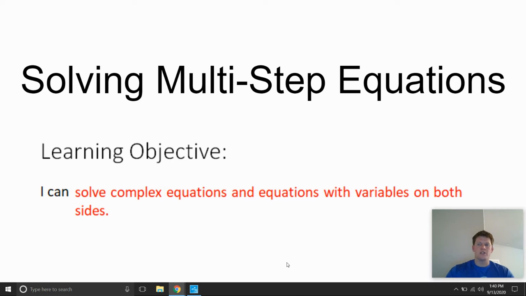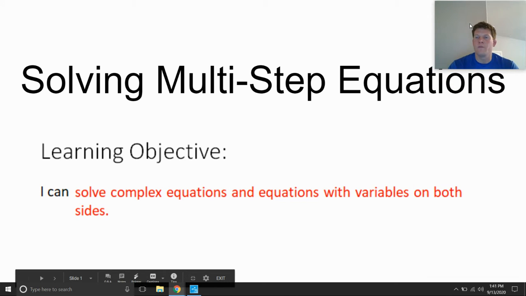We're going to look at equations that have a variable on both sides of the equal sign, and we're going to look at equations that have parentheses where we have to use the distributive property. Multi-step, meaning it could be more than two steps than what we saw before. But we'll break it down and we should all be okay. Learning objective for the day, I can solve complex equations and equations with variables on both sides.